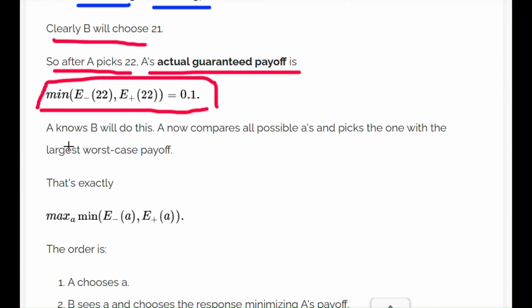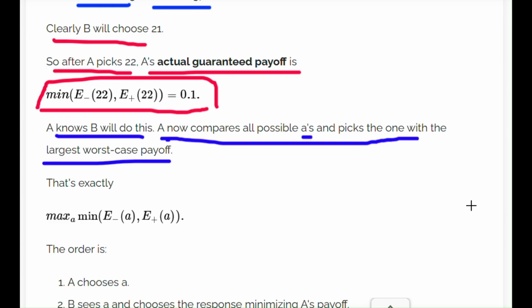Now A knows that B will do this. We are assuming that everyone plays rationally and chooses the best possible option, so that's something to keep in mind. This is a standard step that you will do in problems involving game theory. So A knows B will do this. A now compares all possible A's and picks the one with the largest worst case payoff.